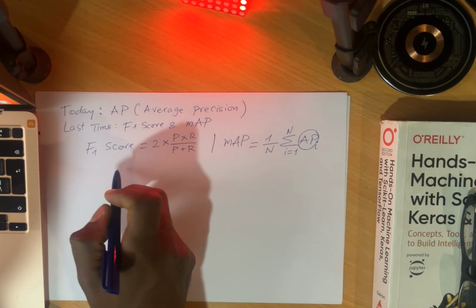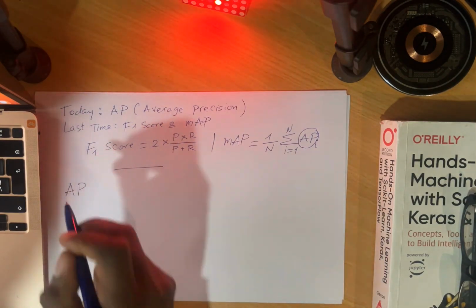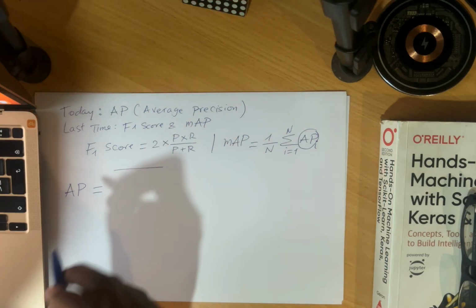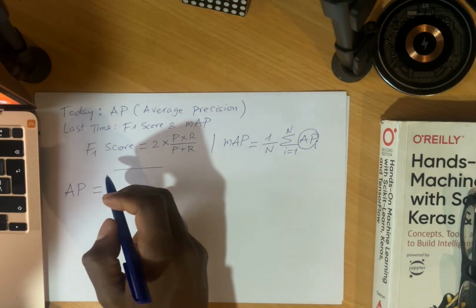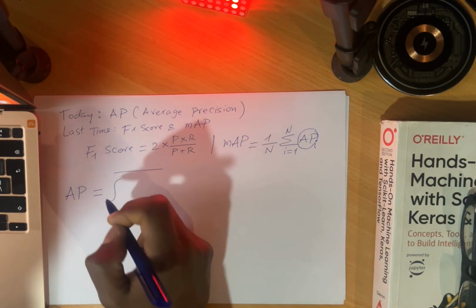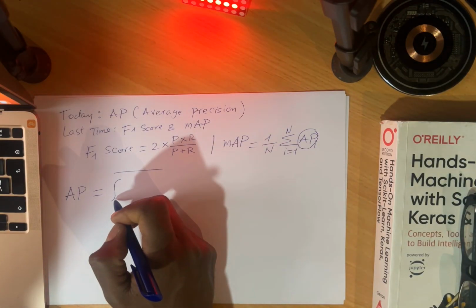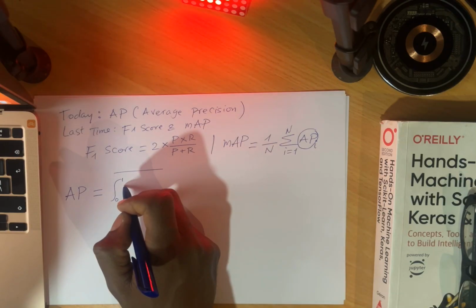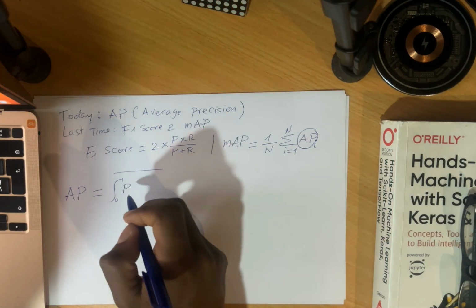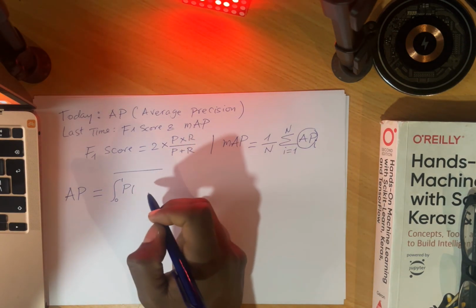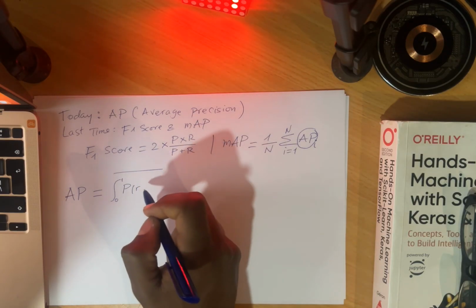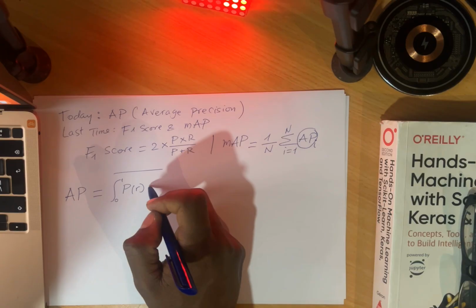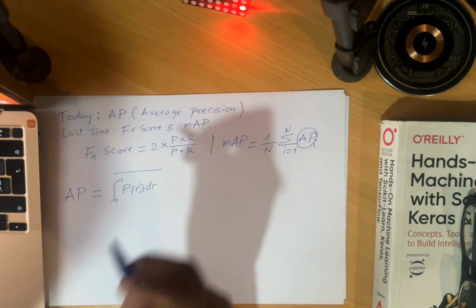AP, or average precision, is provided by the integral from 0 to 1 of precision as a function of R, dR.